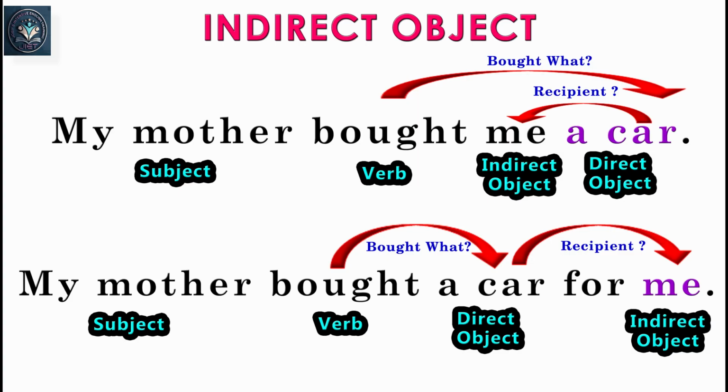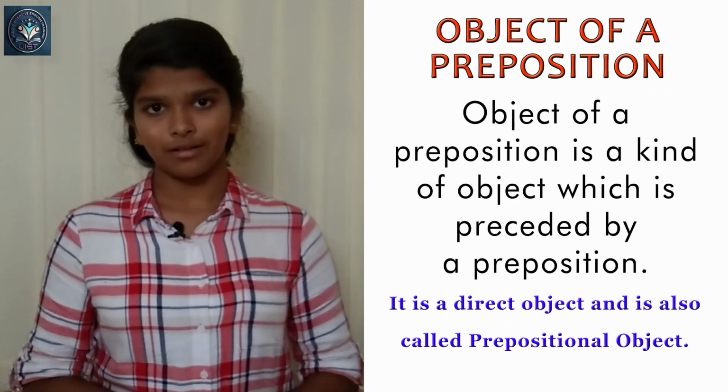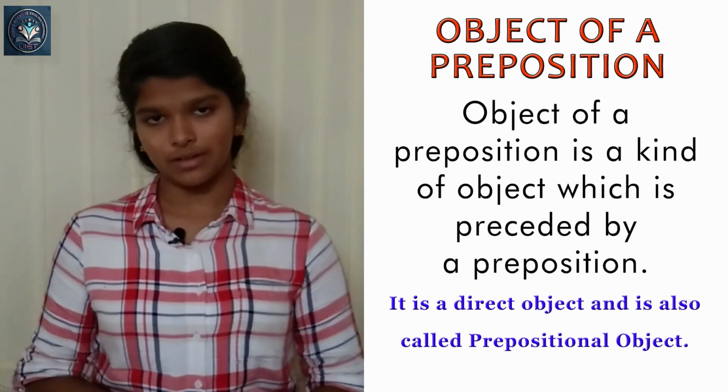In the second sentence, if we ask, for whom did my mother buy a car? The answer we get is me. Thus, me is the indirect object of the verb bought in this sentence. The last one, object of a preposition.